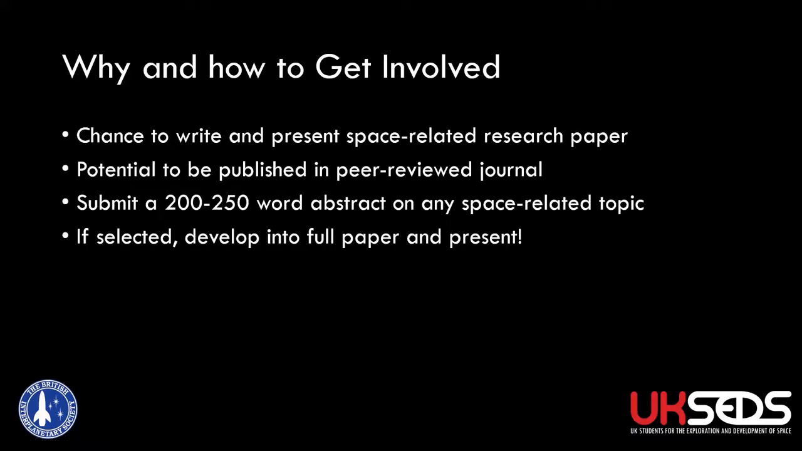So why and how should you get involved? Like I said previously, there's a chance to write and present a space-related research paper, which is fantastic experience, and a potential to be published in the JBIS, which is a peer-reviewed journal. In order to get involved, all you have to do is submit a 200 to 250 word abstract on any space-related topic, either research you may be doing as part of your degree or research that you are doing independently. If your abstract is selected, you will then be notified and be given a month and a half to develop this into a full paper and then present it at the symposium in October.